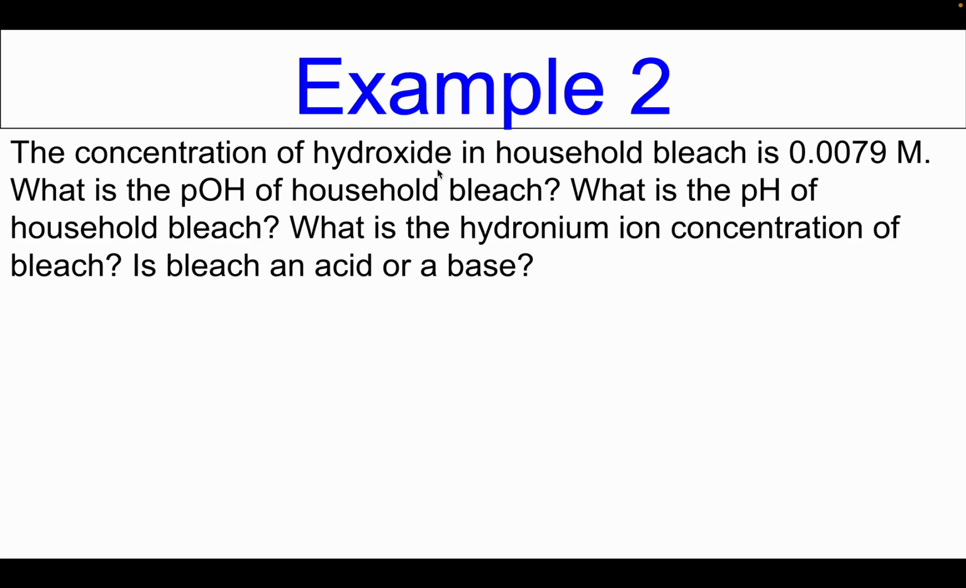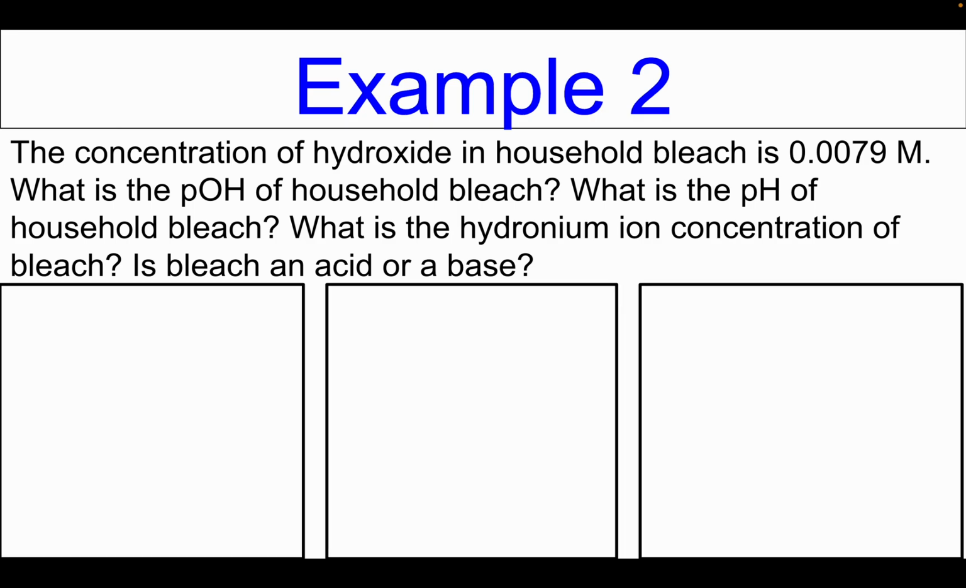Okay, one more example. The concentration of hydroxide in household bleach is 0.0079 molar. What is the pOH of household bleach? What is the pH of household bleach? And what is the hydronium ion concentration of bleach? Is bleach an acid or a base?